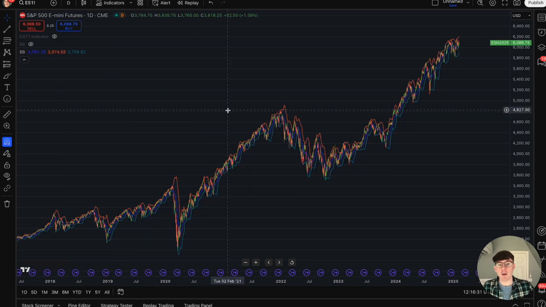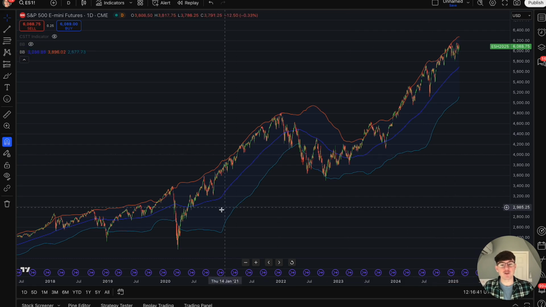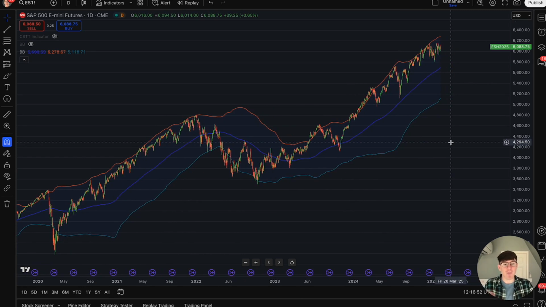From here, most people use the settings like this, but I'm going to show you a tweak that most people don't know. If you go into the settings, you can change the 20 to 200, and this is going to change everything for you, okay? So look, this took the middle line and turned it from a 20-day moving average to a 200-day moving average, which means this shows us basically over a year period where the asset should be trading, okay?